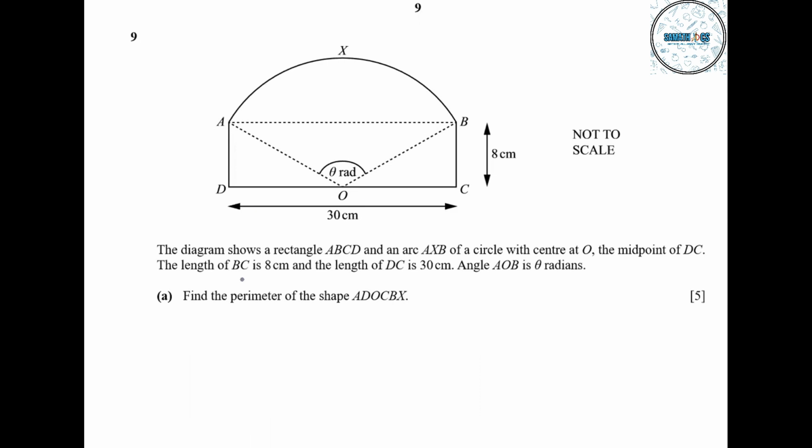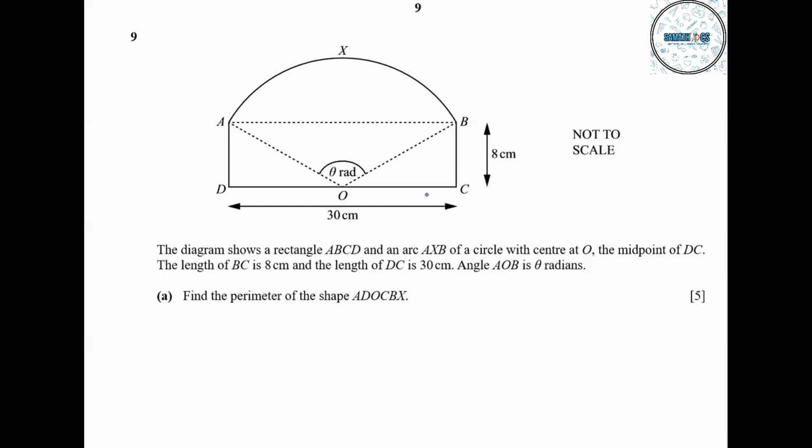scale. And they are saying the diagram shows a rectangle ABCD and an arc AXB of a circle with center O. This is center O and this is an arc of that circle. O is the midpoint of DC. The length of BC is 8 centimeters and the length of DC is 30 centimeters. And angle AOB is theta radians.